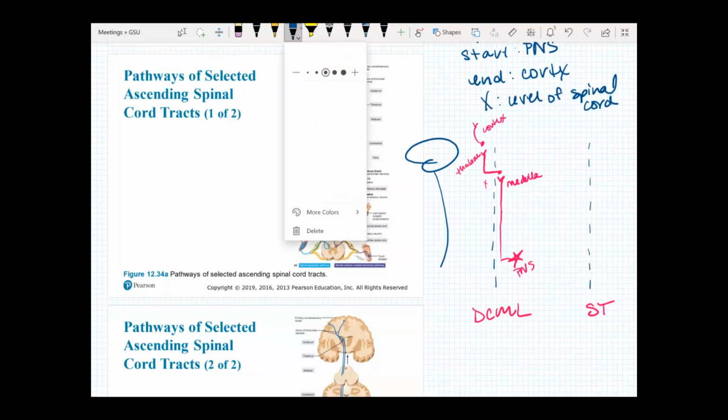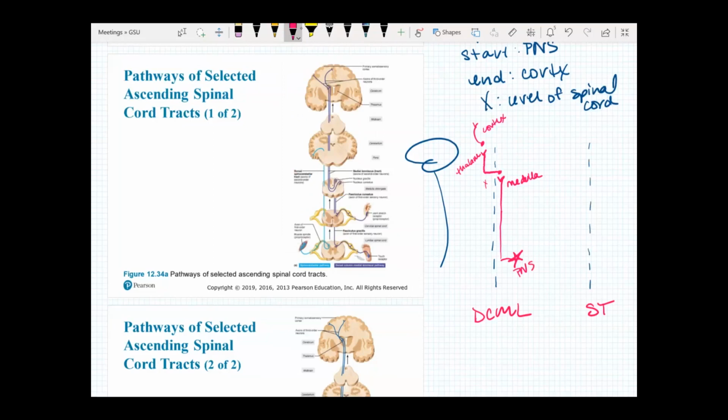So dorsal column medial lemniscus is carrying touch. This one is going to carry pain. So we have something happening in our PNS which is painful, and it will actually cross first to the other side. So your first connection will be on the same side, and then it will cross to the other side. And then it will travel up to the level of the thalamus. So it'll go past the medulla all the way up to the level of the thalamus. So that's our second one. And then this one will connect and go to some part of the cortex. So you can see the difference between the dorsal column medial lemniscus pathway and the spinothalamic pathway.